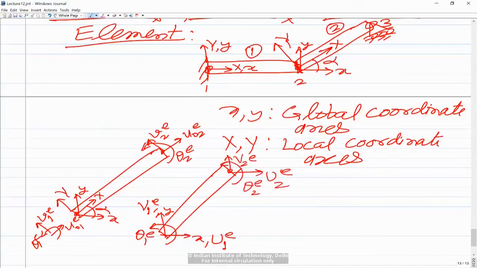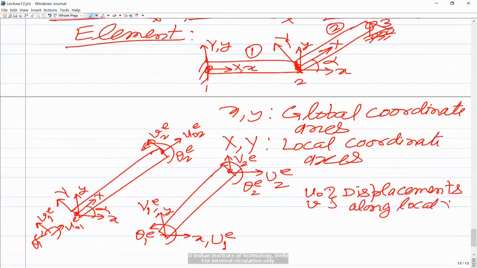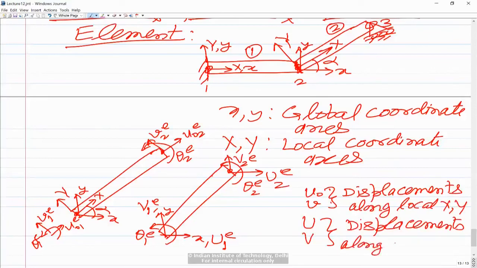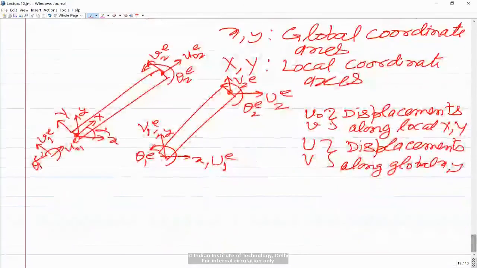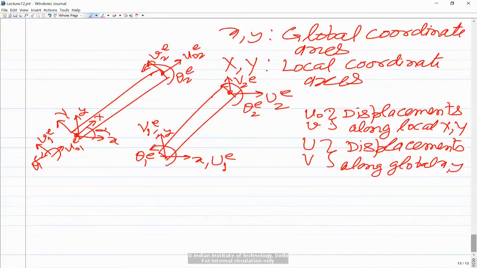What we want is to write the local degrees of freedom in terms of the global ones. The u naught and v naught are the displacements along local x and y, and u and v are the displacements along global x and y. That's the difference. Now how do we write the degrees of freedom in terms of the local coordinate axes in terms of the degrees of freedom in terms of the global coordinate axes?